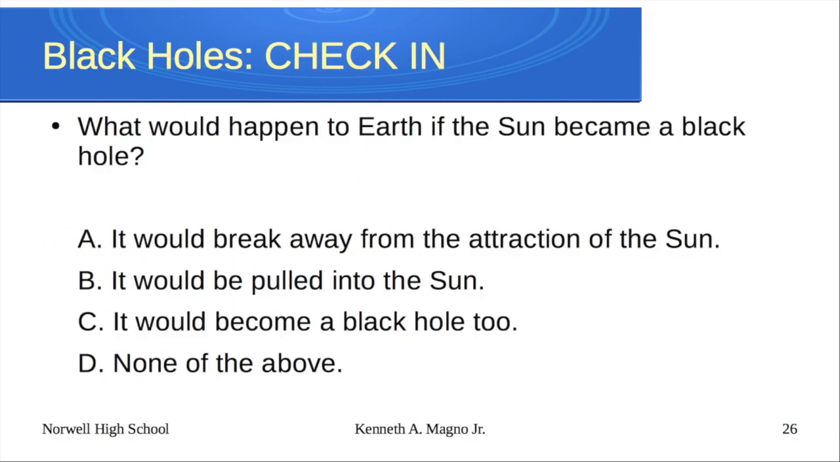So what would happen, though, if the sun became a black hole? Would Earth break away from the attraction of the sun, would it be pulled into the sun, would it become a black hole too, or none of the above? None of the above. It would actually just keep on orbiting, because the same amount of mass would be at the same distance from Earth, so there'd be no reason for us to get pulled in.